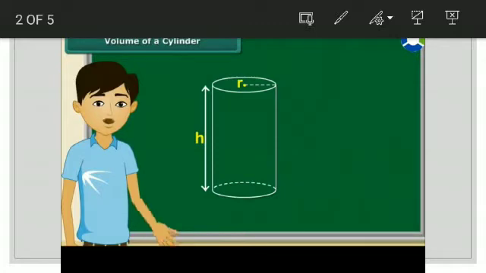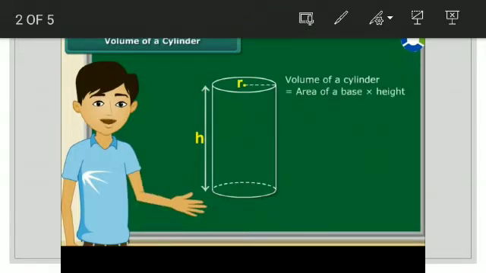Now students, we will calculate the volume of this cylinder, which is very easy to calculate. This cylinder has radius r and height h. Well, for calculating volume, we will multiply area of a base with the height. So, volume of a cylinder is equal to pi r square h.